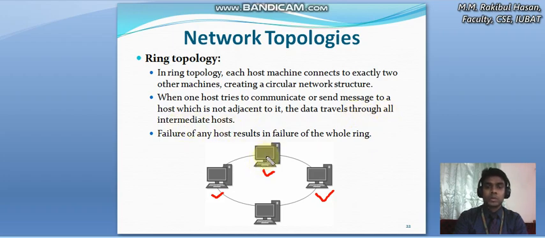Suppose this is computer number 1, and suppose this is computer number 3. There is no direct connection between these computers. So if computer number 1 sends data or a message to the third computer, I have to go through either computer number 2 or computer number 4. I cannot send a message directly to the third computer from computer number 1. So you can easily understand there is a privacy issue. This is the disadvantage of this topology.